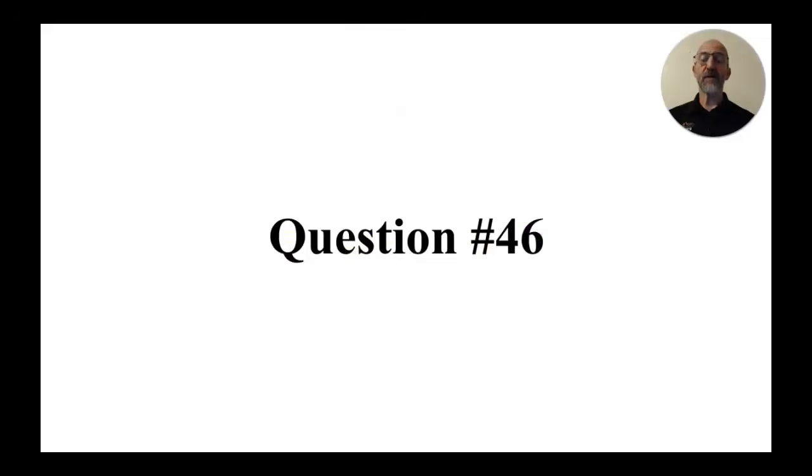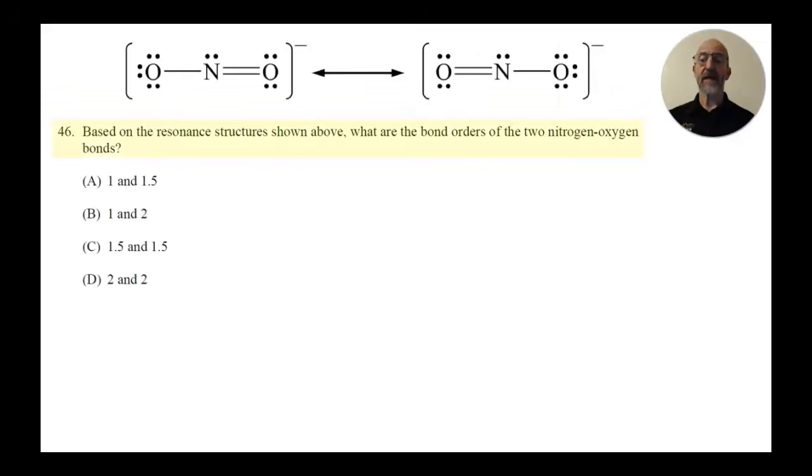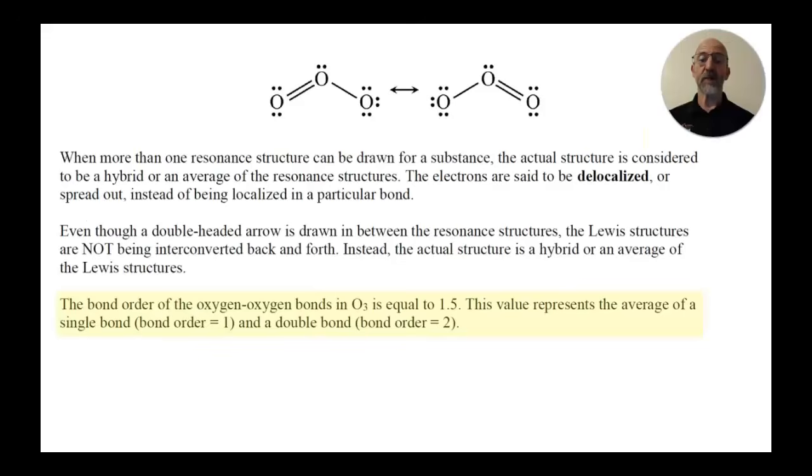In question 46, it says, based on the resonance structures shown above, what are the bond orders of the two nitrogen-oxygen bonds? Now, before I examine the details of the resonance structures for the NO2- ion, I'd like to show you a molecule that can be described by resonance structures. Now, this is ozone, which has the chemical formula O3.